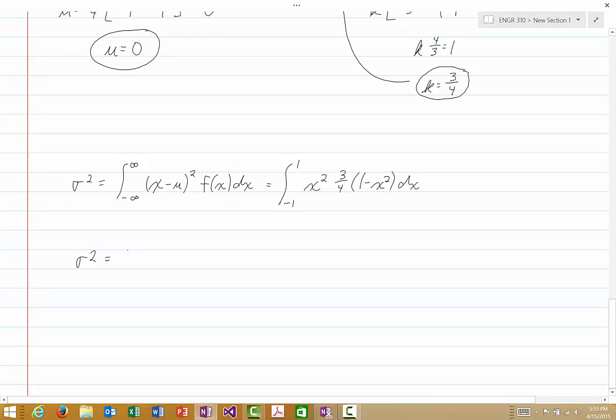And so the 3/4 can come out, and we have the integral from -1 to 1 of x squared minus x to the 4th dx.